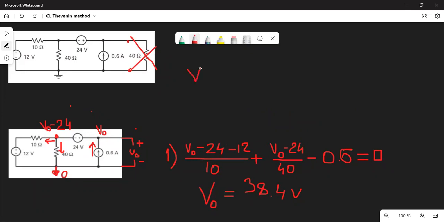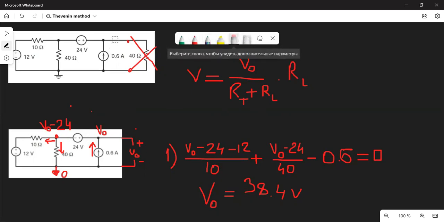Let's write it: V equals V0, which is V Thevenin over R Thevenin plus RL, multiplied by RL. So you can ask now, what's RL? RL is our 40 ohm resistance. It's the load. And what's R Thevenin? It is the equivalent resistance, and you have to find out the equivalent resistance.